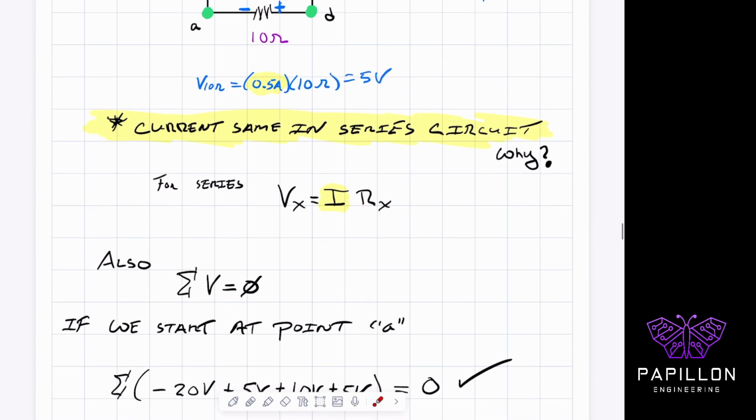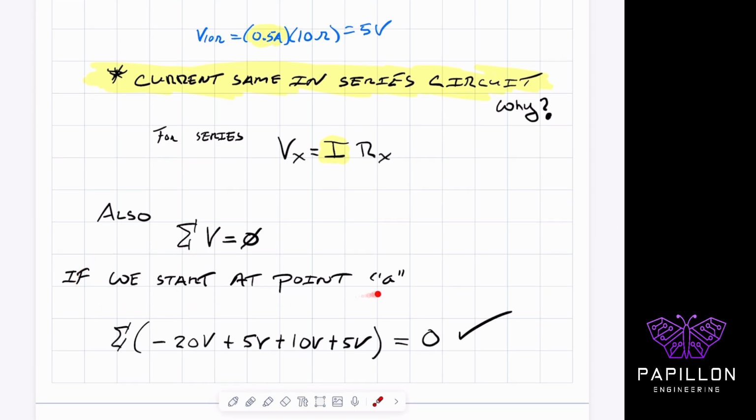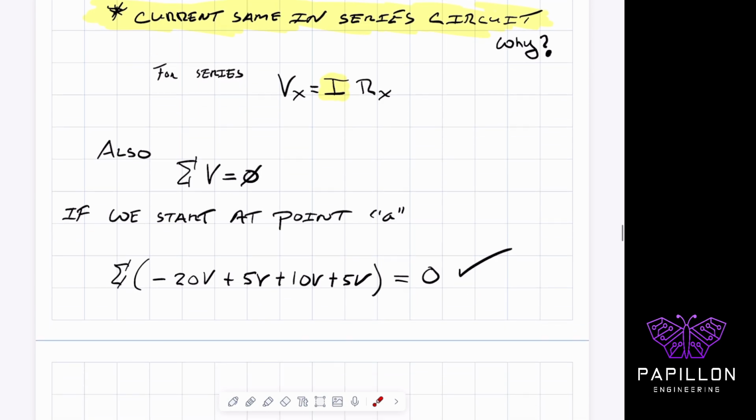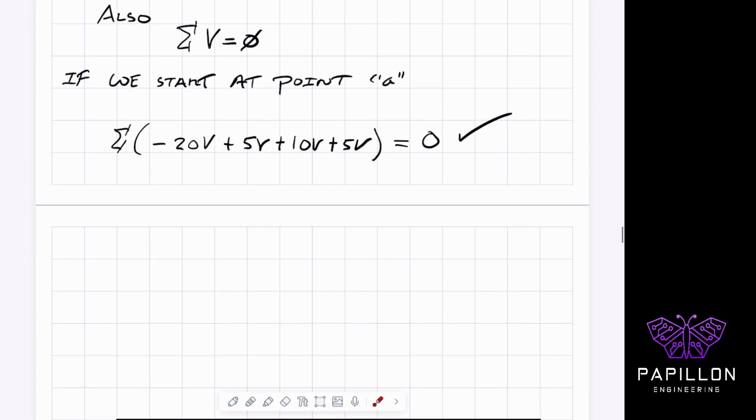Also remember that the sum of the voltages equals 0 in our series circuit. And I generally start from point A, right, to help me get started. And I write an equation that shows that it should hopefully come out to be 0. And if we did our math again, minus 20 plus 5 plus 10 plus 5, and that's 0. So our check holds true, that it satisfies our KVL equation. So our problem looks good. Okay, so that's how you approach that.